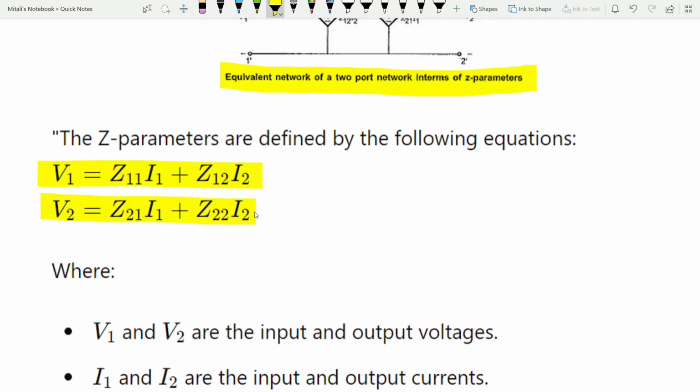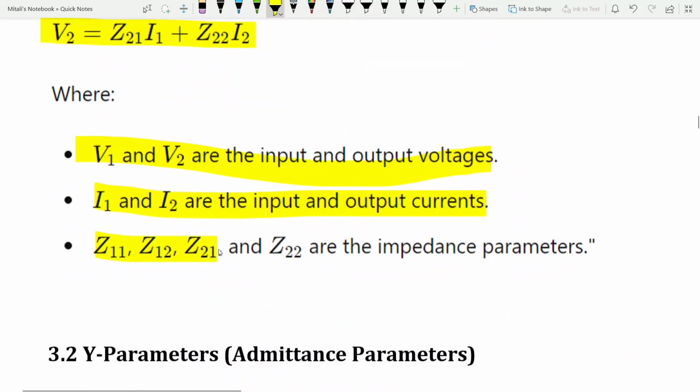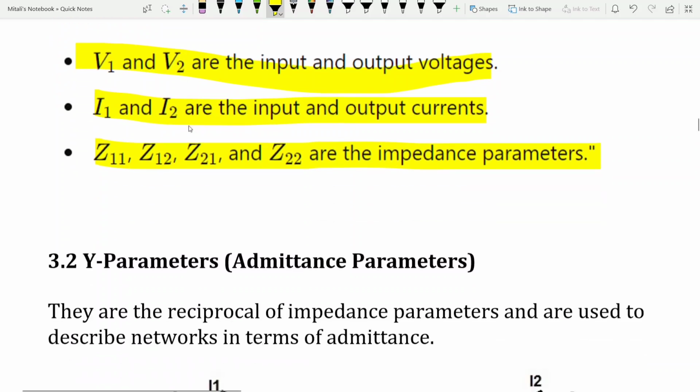V2 equals Z21 I1 plus Z22 I2, where V1 and V2 are the input and output voltages, I1 and I2 are the input and output currents, and Z11, Z12, Z21 and Z22 are the impedance parameters. These parameters are useful when dealing with impedance networks and help in analyzing how the input affects the output in terms of voltage and current.